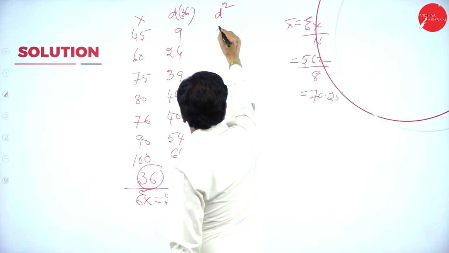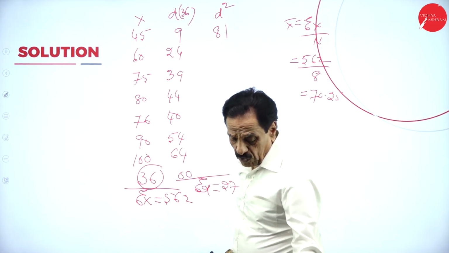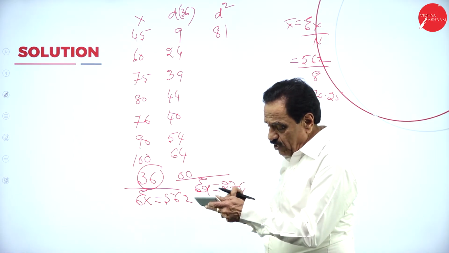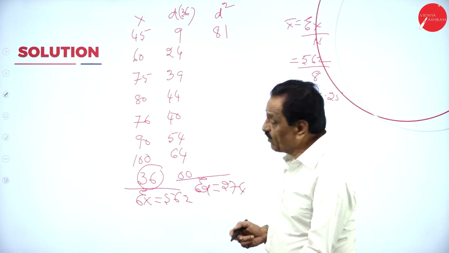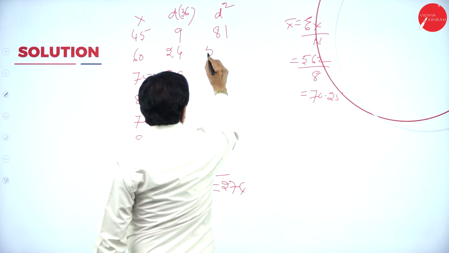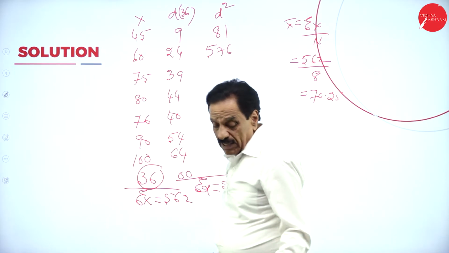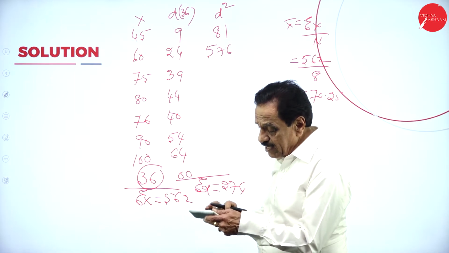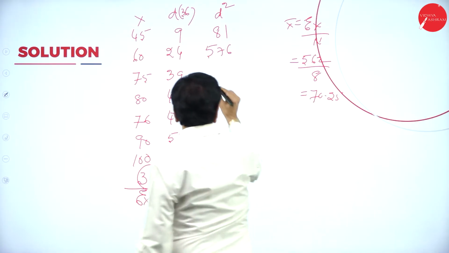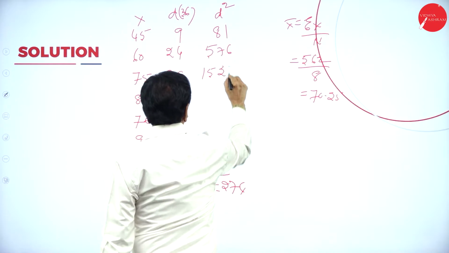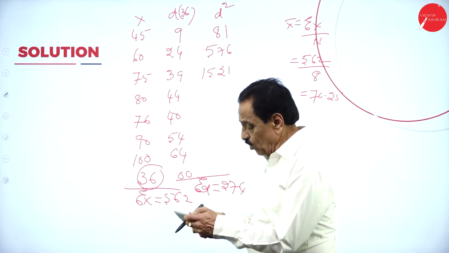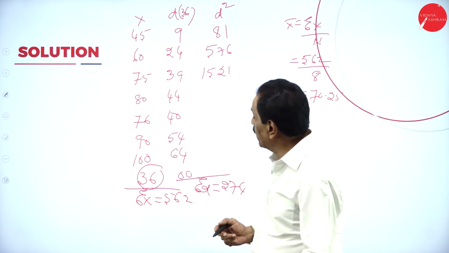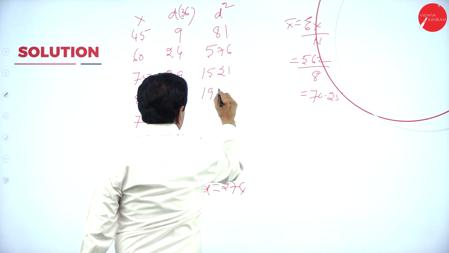9 nines are 81. 24 into 24, you have to square. 24 into 24 is equal to 576. Then 39 into 39, 1521. Then 44 into 44 is equal to 1936.